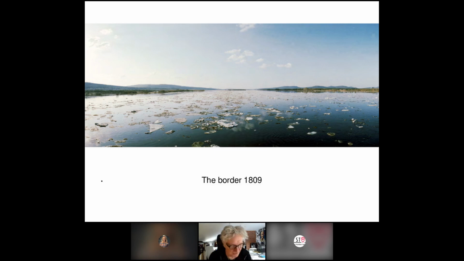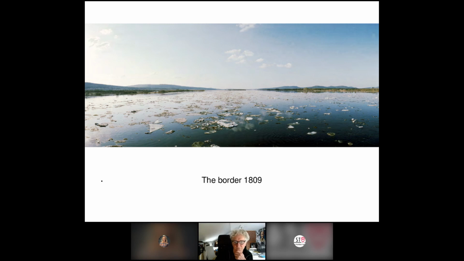There are certain things which are the base of this area. One is the border. The first border came in 1809. It divided villages and it divided the same cultural area into two countries. At that time, Russia and Sweden, then later Sweden and Finland. But the main thing is that there are the same people, the same relatives, living on both sides of the river.